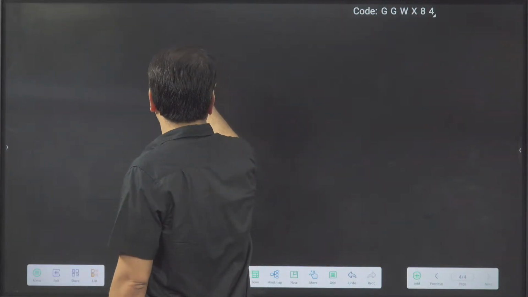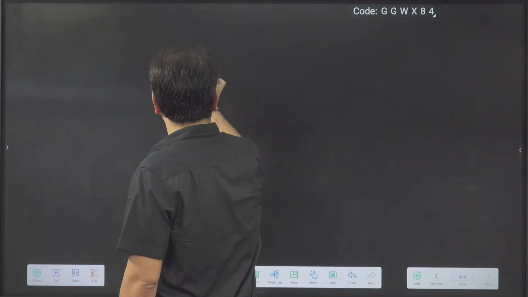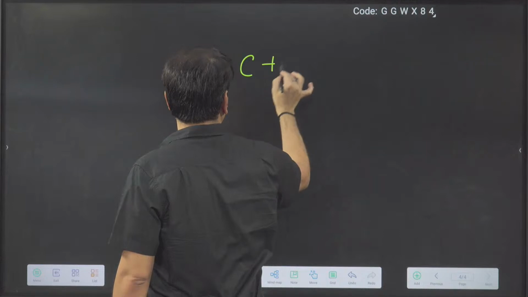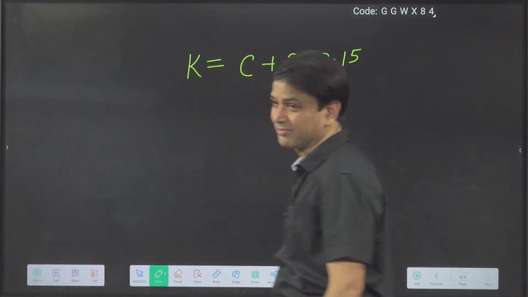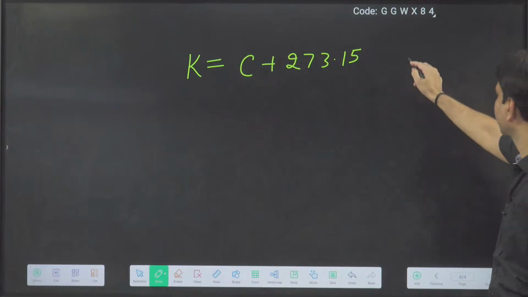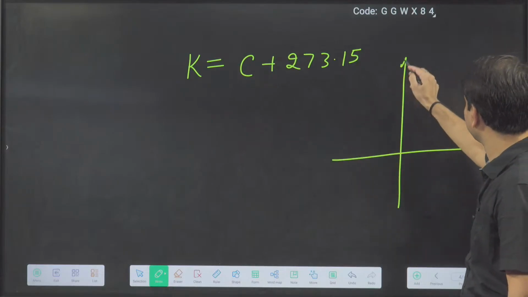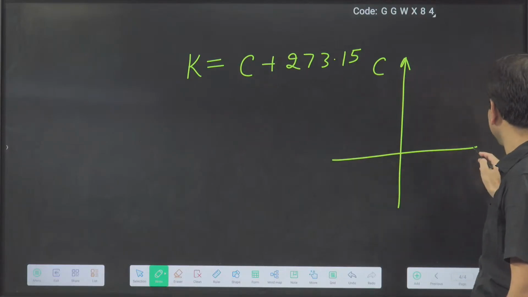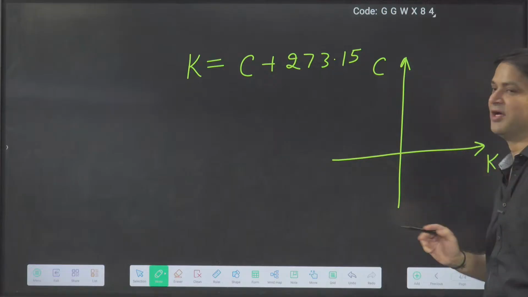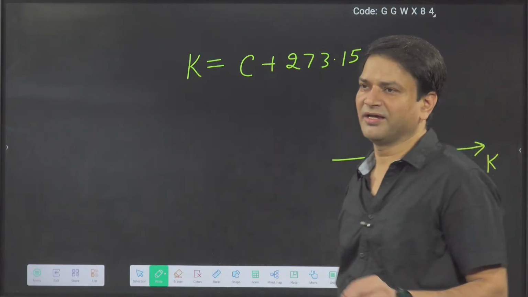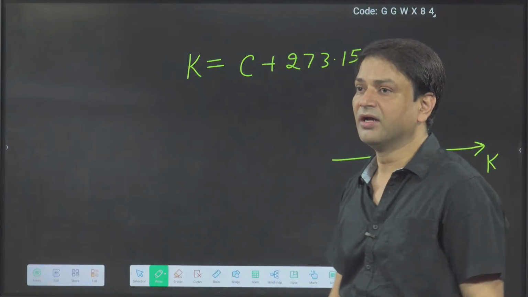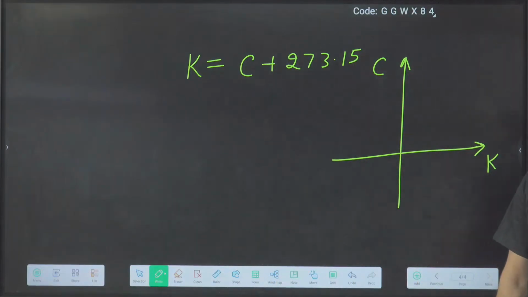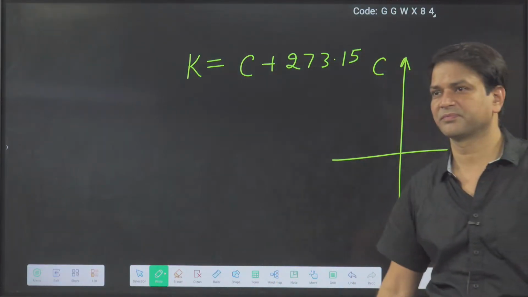You know this relation, Kelvin is equal to degree C plus 273.15. Whether you know it or not doesn't matter. Now suppose I am plotting C on the y-axis and K on the x-axis. You have to say the slope, x-intercept, y-intercept. Fast. What is the slope? What is the x-intercept? What is the y-intercept?